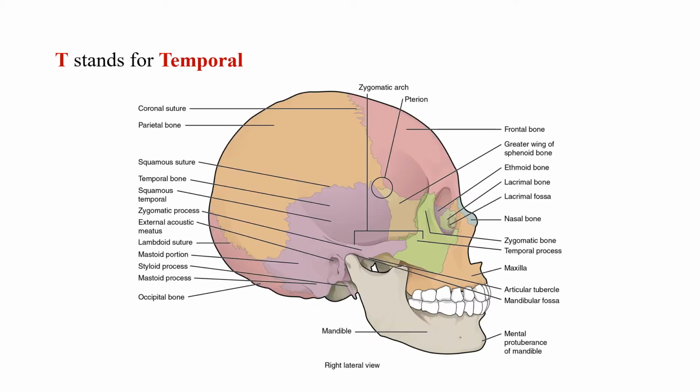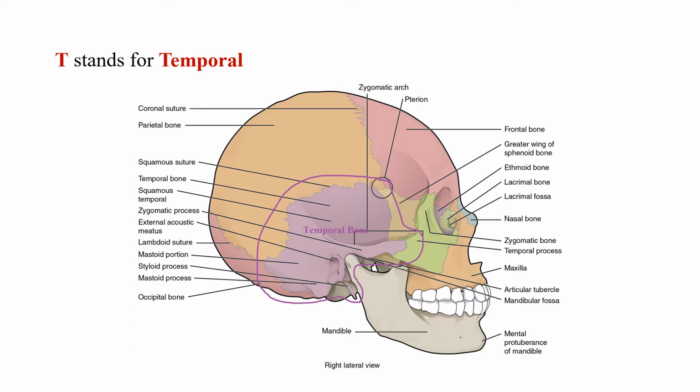So the first thing is the T stands for temporal, and the word temporal comes from time. If you look it up, it's on the side of the head. So this is a side of the skull. Got it? So your temples are right behind and above your eyes. And if you look at the side of the skull, the purple area of the skull is your temporal bone.